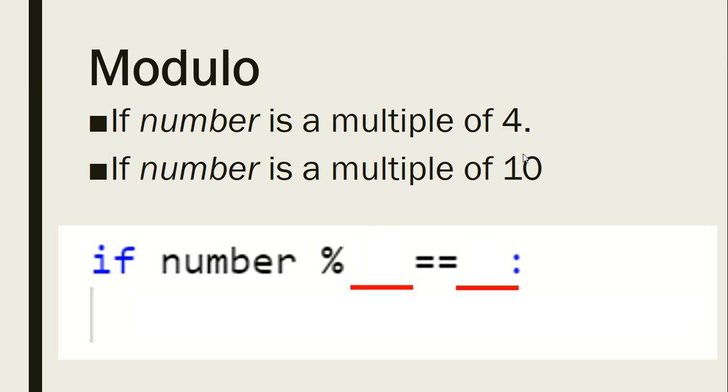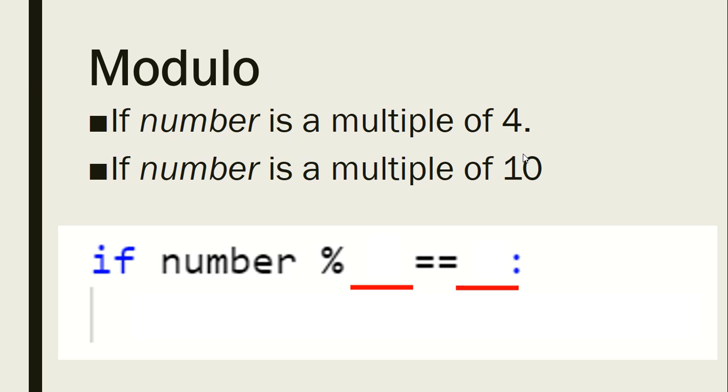Anytime we get that 0 remainder, that triggers the, hey, yes, this number is a multiple of that. Let's try, for example, 7. If the variable is 7, does 7 modulo 4 equal 0? No, it does not. It's 1 short. What about if number was 8? 8 divided by 4 goes into it 2 times evenly, with 0 remainder.